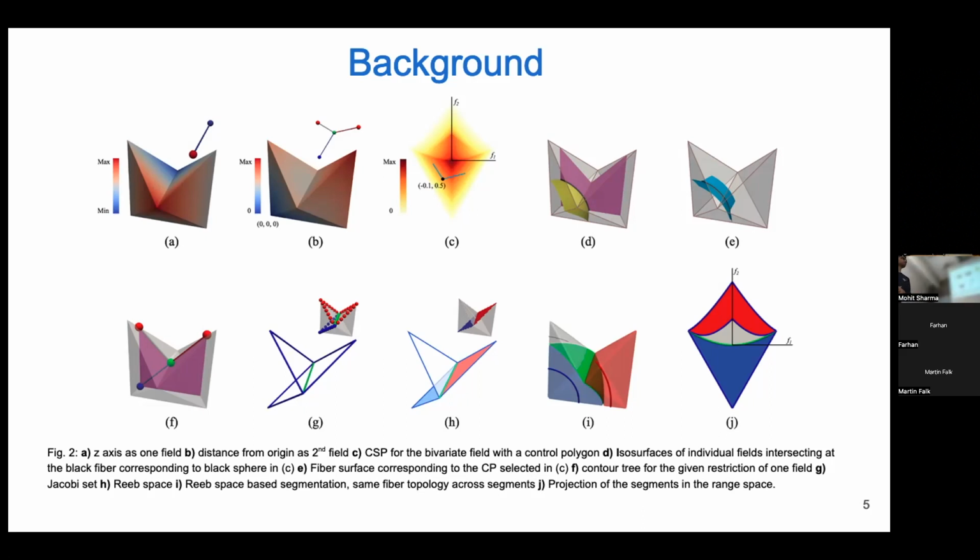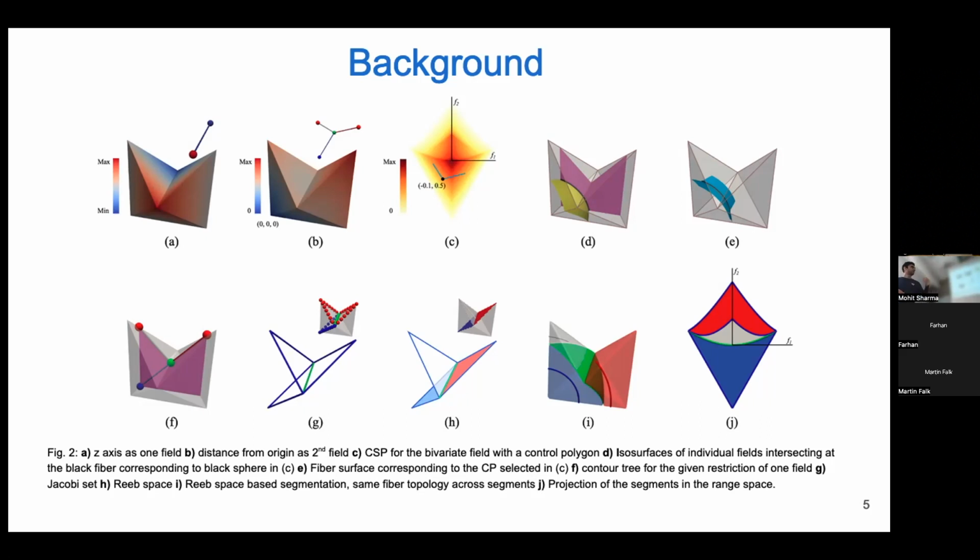In D, we have two different isosurfaces. Yellow one is the isosurface for a particular distance value from B. Then the pink or magenta surface is the isosurface corresponding to the second field. The black curve is the intersection of these two isosurfaces. That actually represents all the points where one field has a particular value 0.5 and the other field has a particular value minus 0.1. In the continuous scatter plot, that is represented by this black sphere.